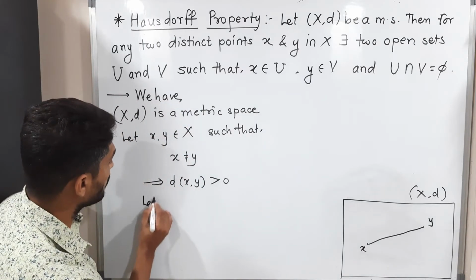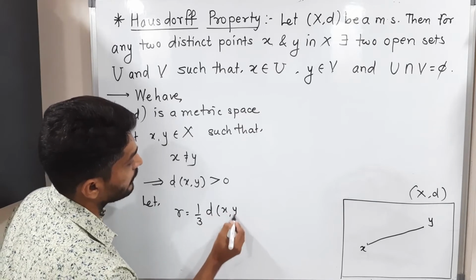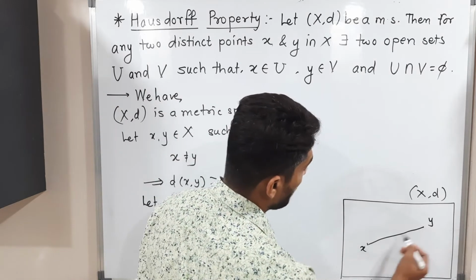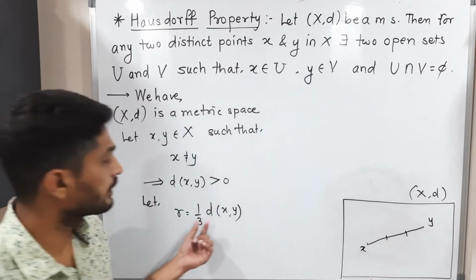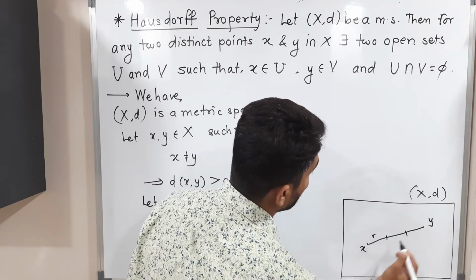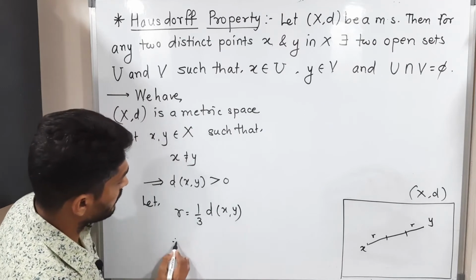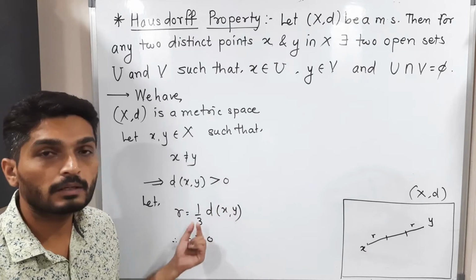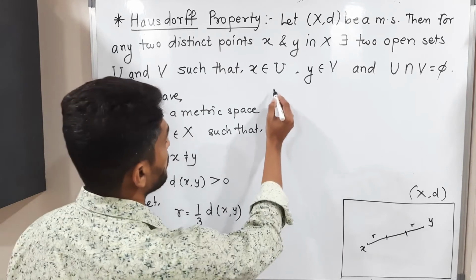After that, what will I do? Let r = 1/3 d(x,y). A small construction I am doing here. I am dividing the distance between X and Y into 3 equal parts, and each part is of length r. This is r, this is also r, and the middle one is also r. So obviously r is greater than 0, since d(x,y) is a positive number and we are dividing it by 3, so we have a positive number, r > 0.